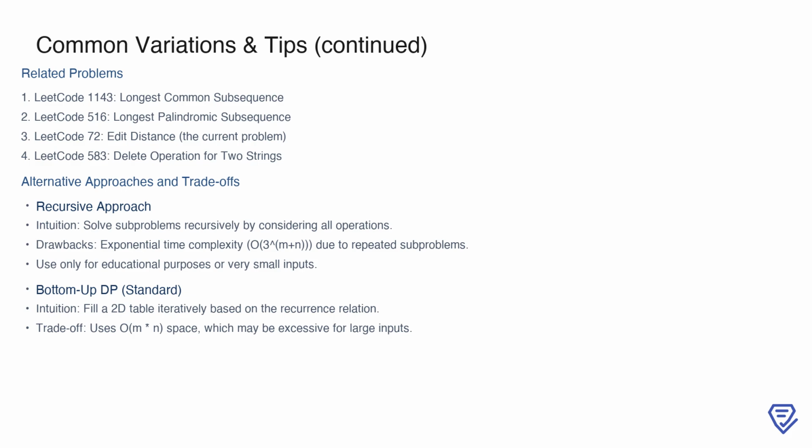A better approach is the bottom-up dynamic programming method, where we iteratively fill a 2D table based on the recurrence relation. While this is more efficient than recursion, the trade-off is its O(m*n) space requirement, which can become a concern for very large strings.